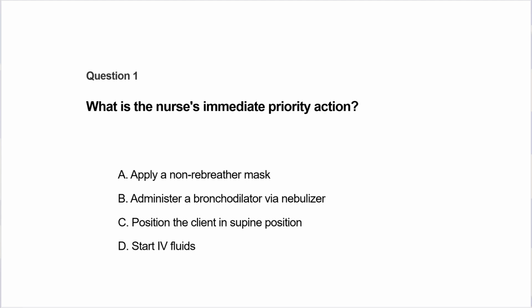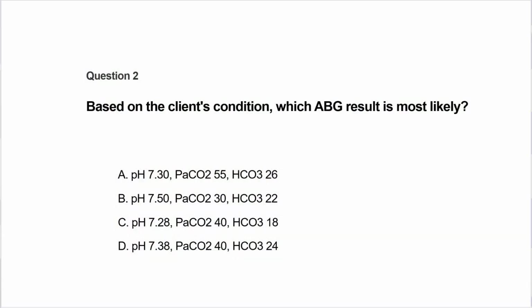B. Administer a bronchodilator via nebulizer. C. Position the client in supine position. D. Start IV fluids. 2. Based on the client's condition, which ABG result is most likely? A. pH 7.30, PaCO2 55, HCO3 26. B. pH 7.50, PaCO2 30, HCO3 22. C. pH 7.28, PaCO2 40, HCO3 18. D. pH 7.38, PaCO2 40, HCO3 24.